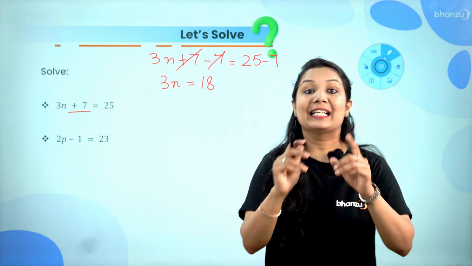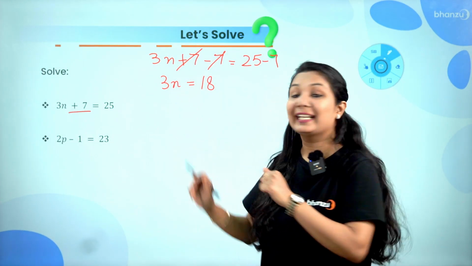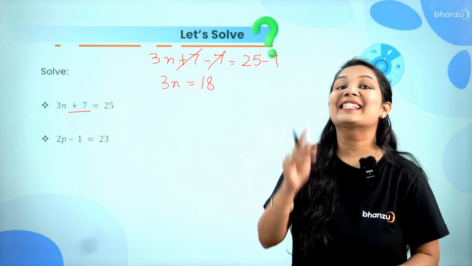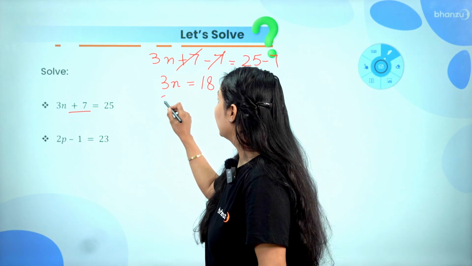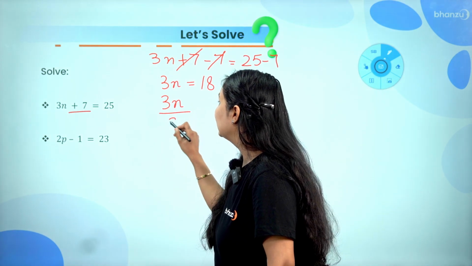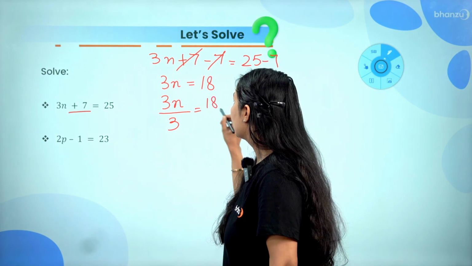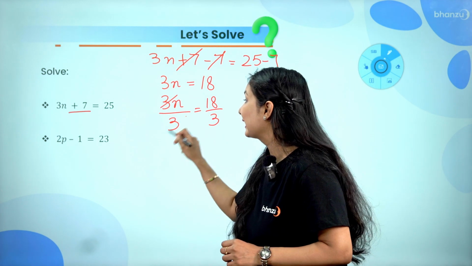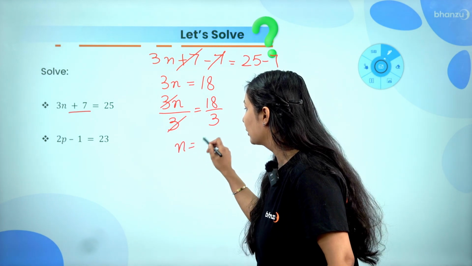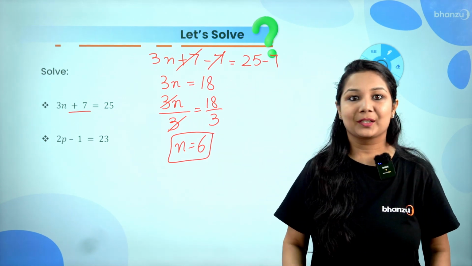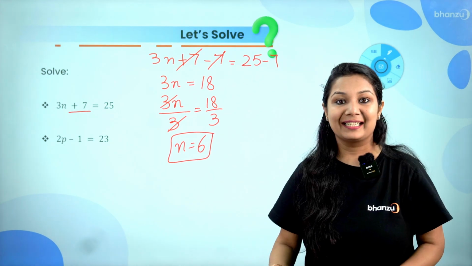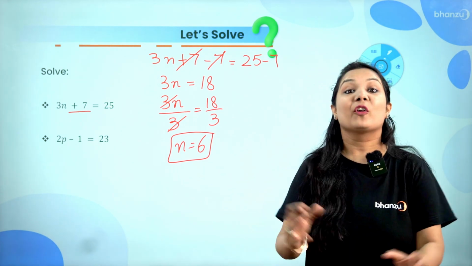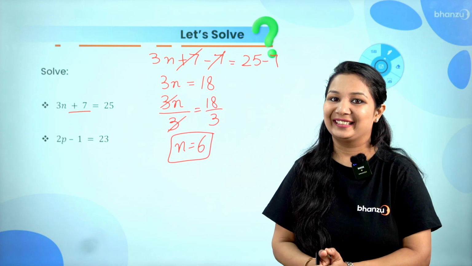Now, what is the relation between 3 and n? Which mathematical operation is it? Yes, it's multiplication. So, 3n divided by 3, because the inverse of multiplication is division. So, 3 gets cancelled. So, n is equal to 6. Got it? The value of n is the solution of the equation. That's the value of the variable for which the equation is satisfied, right?